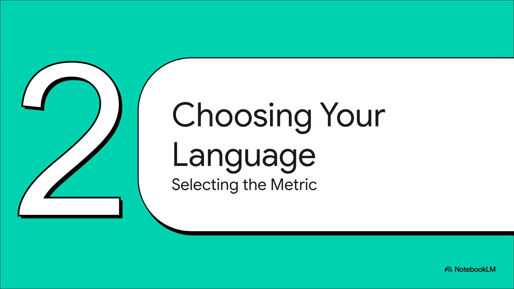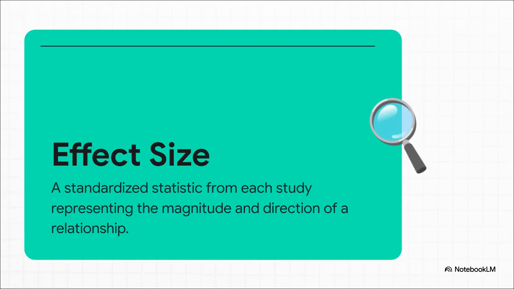All right, so with our worldview chosen, the next crossroads is all about selecting a common language, a single way to measure things so that all these different studies can actually talk to each other. And this common language is called an effect size. It's a single, standardized number that captures the core finding of each study. Think of it like a universal measuring stick. It puts every single result on the same scale so you can finally make direct, apples-to-apples comparisons.